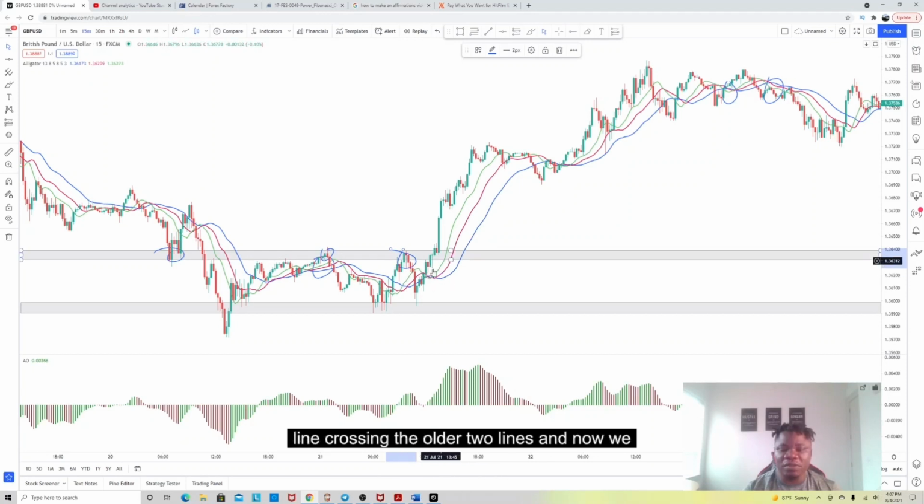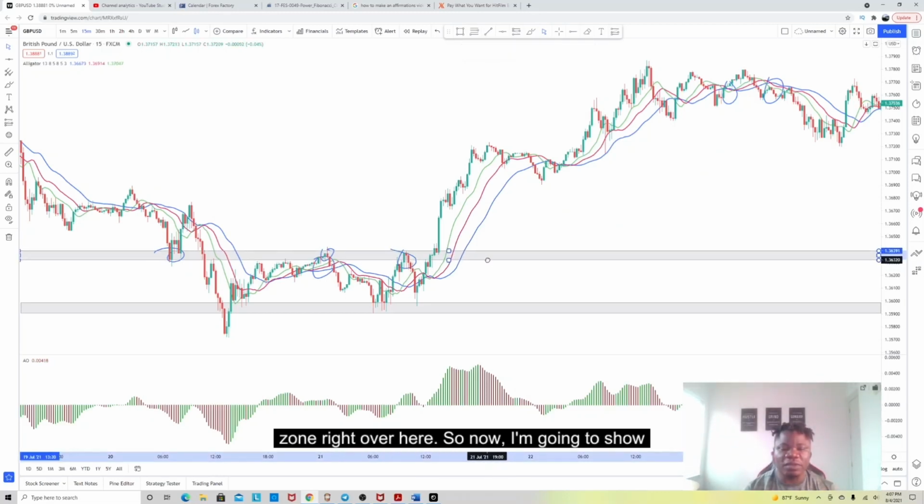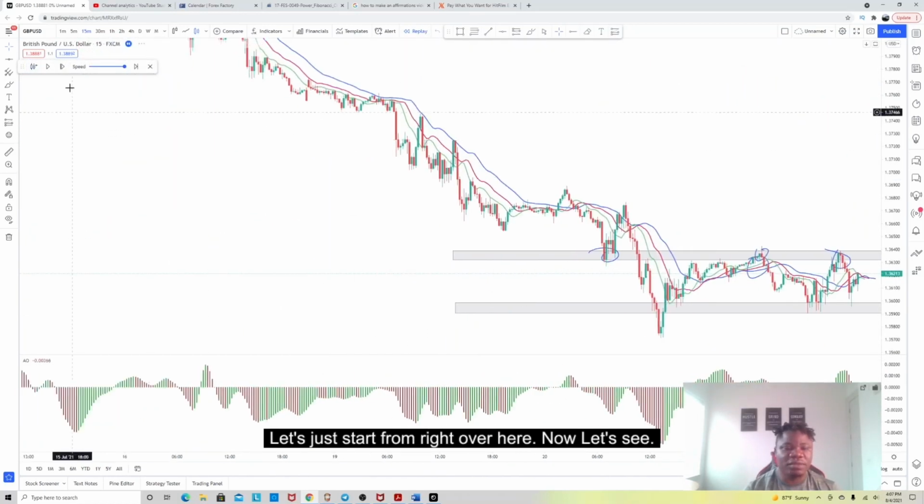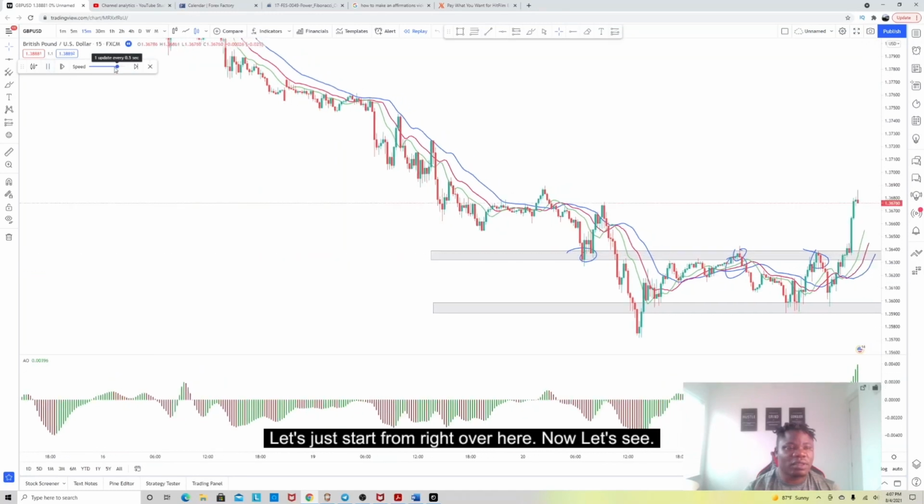So now what we're waiting for is, we have the green line crossing the other two lines, and now we just need price to be above our resistance zone right over here. So now I'm going to show you guys where your entry is going to be. Let's put this in replay mode and let's see where our entry is going to be for this buy entry. Let's just start from right over here and let's see.